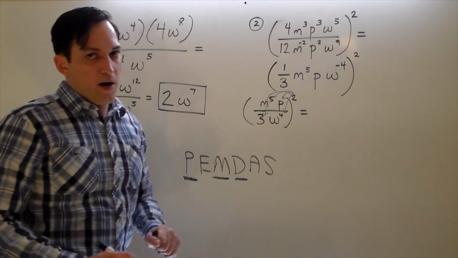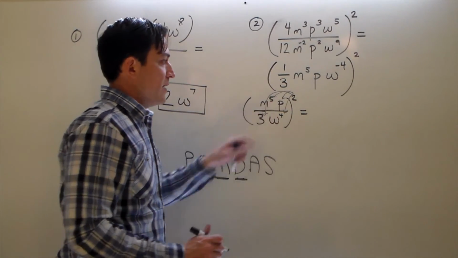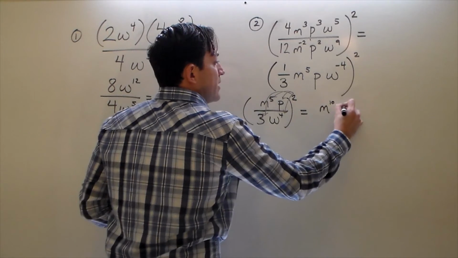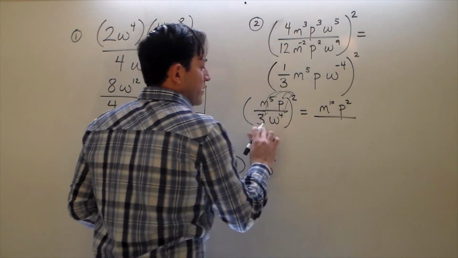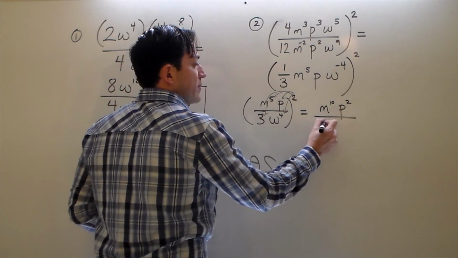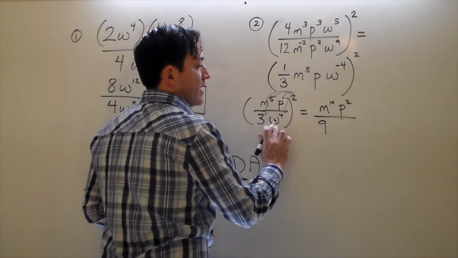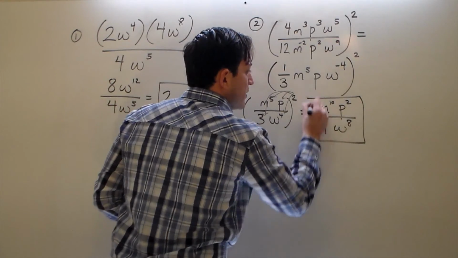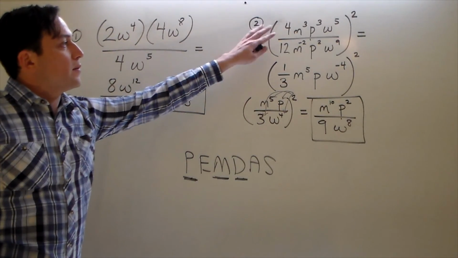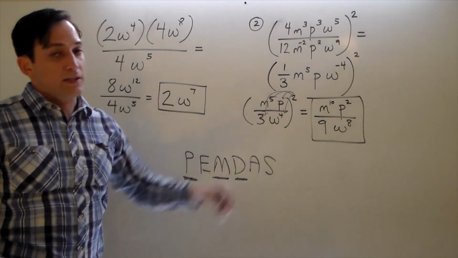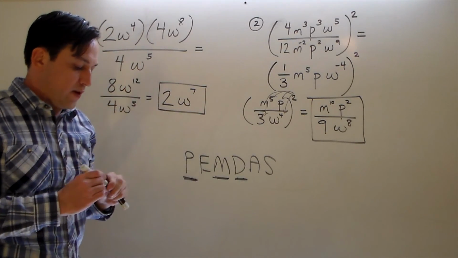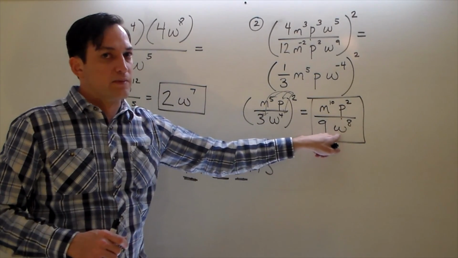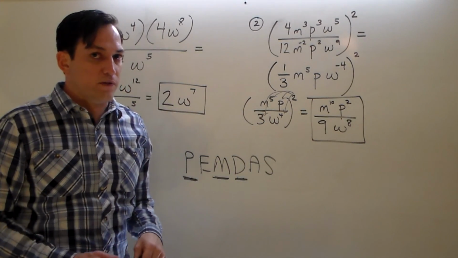And what do we do with power to a power? We just multiply. So right here I'd have 5 times 2, so I'd say m to the 10th, and then I'd have p squared. 3 squared is just going to be 9, and then I'd have w raised to the 8th power. So this seemingly complex division problem raised to an exponent simplified down into this less complex problem just using the rules of exponents.